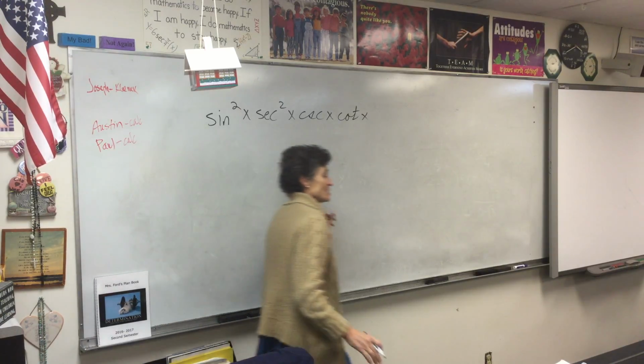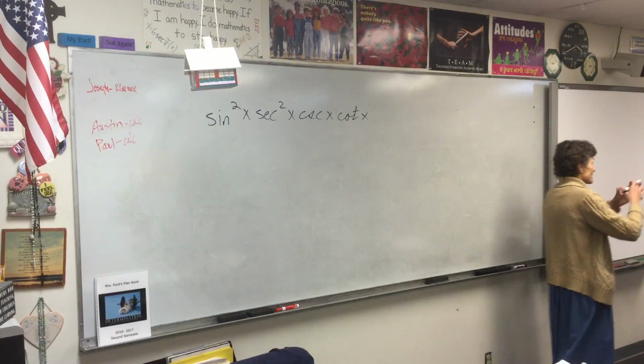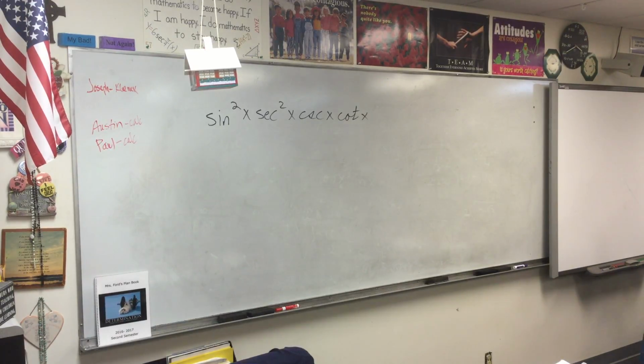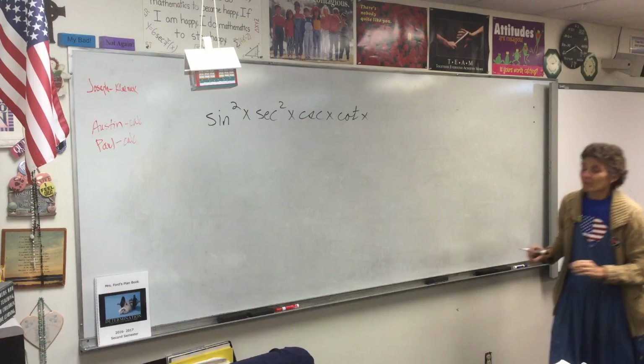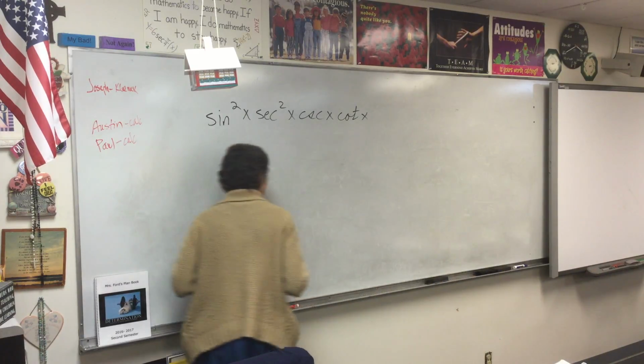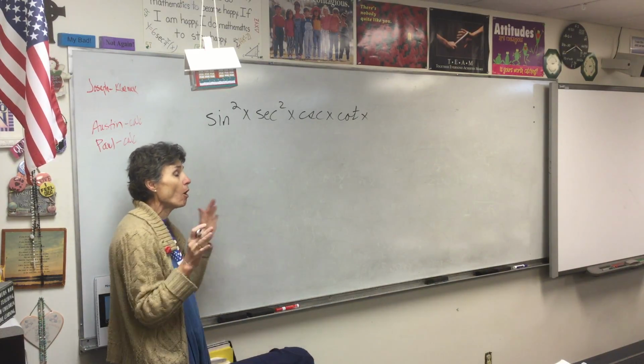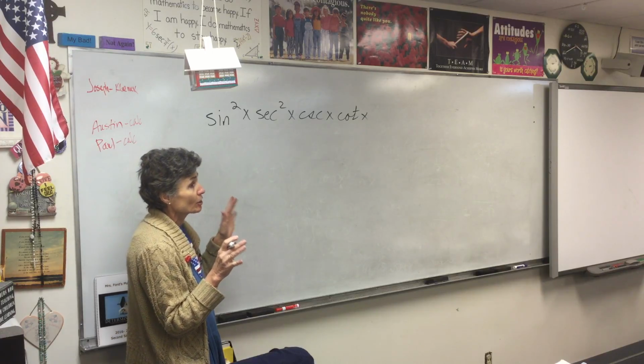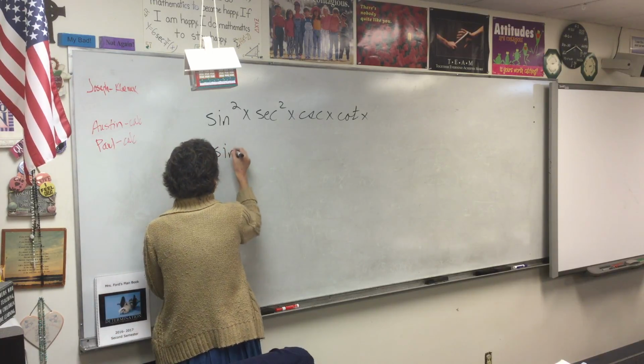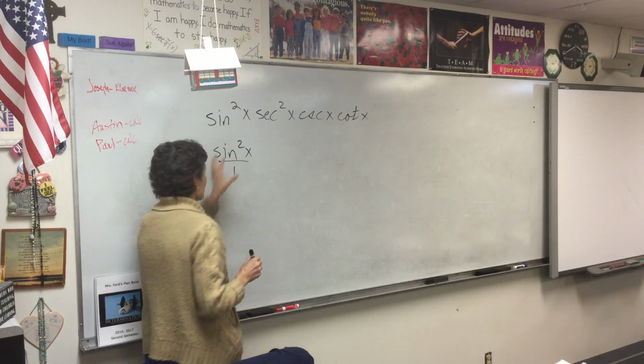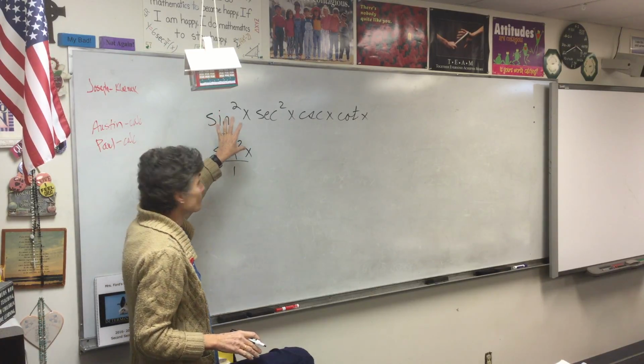Your quiz on Monday is going to have one just like this. It's a big, long string of stuff. Do you have an idea what you might do to start simplifying this problem? One of the codes, Jonathan says, 1 over stuff. That's his way of saying we're going to change it all into sines and cosines. So this is already sine squared over 1. There's nothing to do with that.